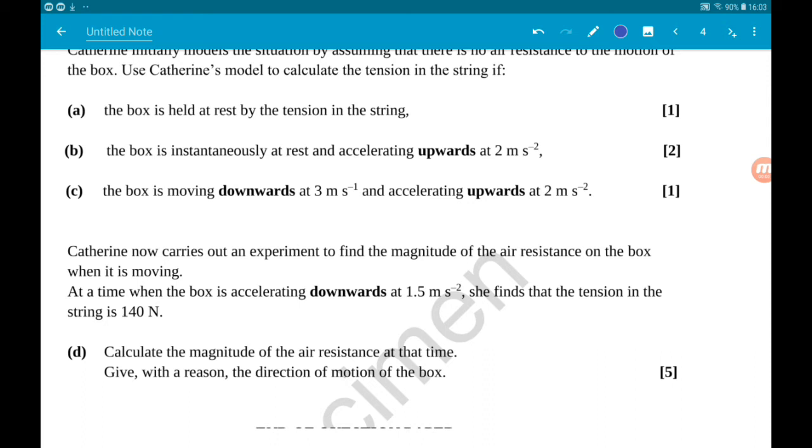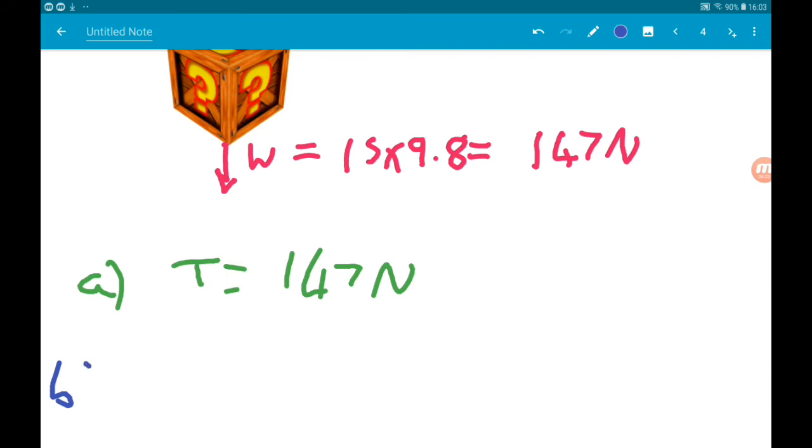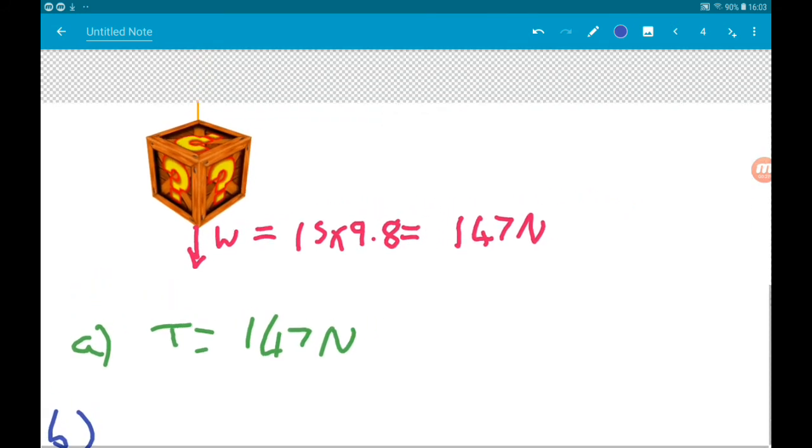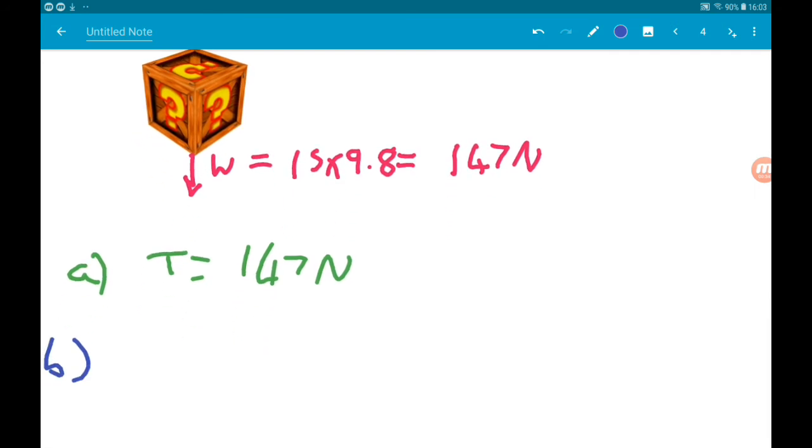Part B wants us to calculate the tension if the box is instantaneously at rest and accelerating upwards at 2 meters per second squared. Okay, so this one's 2 marks. Slightly trickier. We need to devise an equation of motion for the box. So, this is where our best mate Newton comes in. We know that force is mass times acceleration. So here, that is 15 times 2, which is 30 newtons.